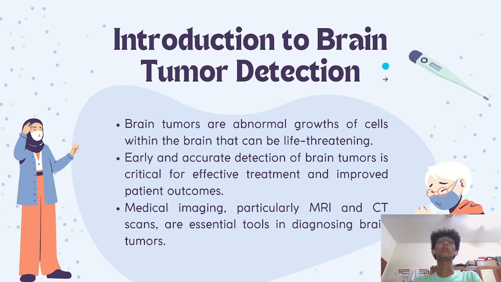Introduction to brain tumor detection. Brain tumors are abnormal growths of cells within the brain that can be life-threatening. So, early and accurate detection of brain tumors is critical for effective treatment and improved patient outcomes. Medical imaging, particularly MRI and CT scans, are essential tools in diagnosing brain tumors.